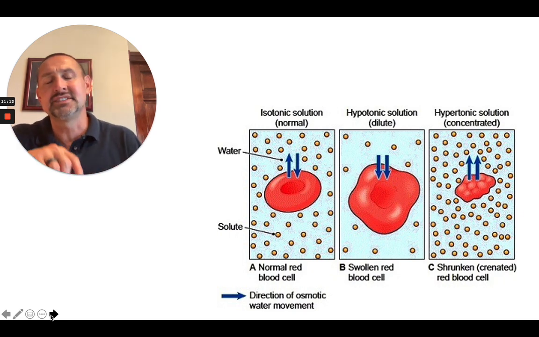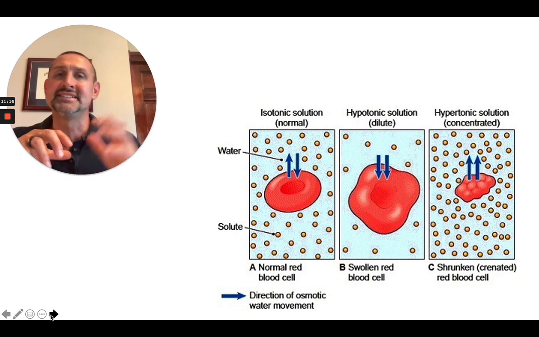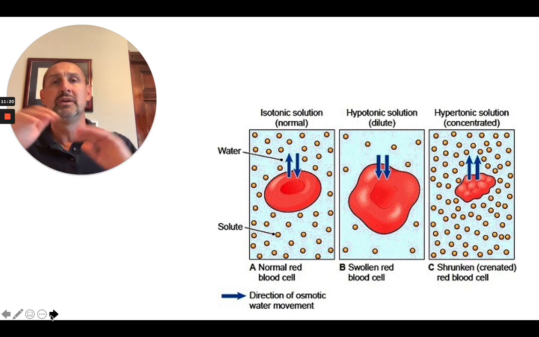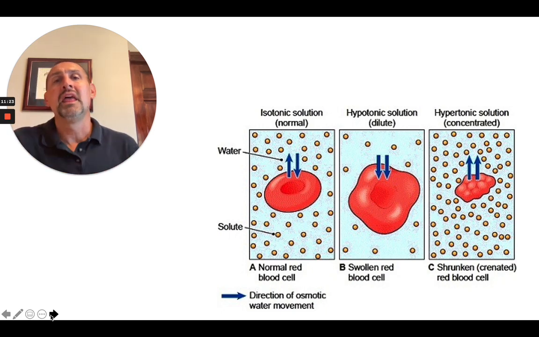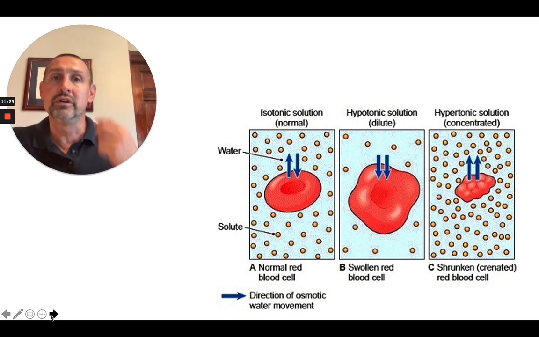An isotonic solution means that the concentration of water is the same inside the cell as outside, so there's an even amount of movement across that membrane. Isotonic solutions are things like saline solution, where you might use that as an IV or for your contacts.